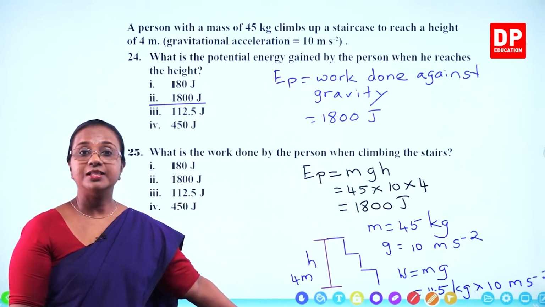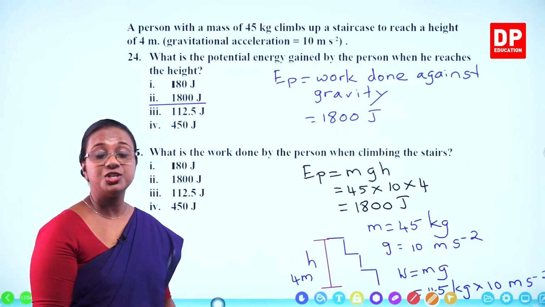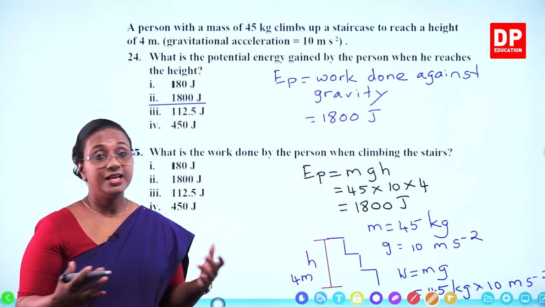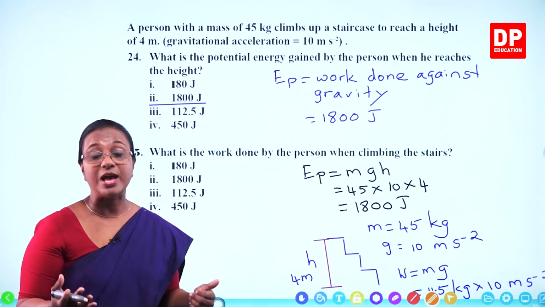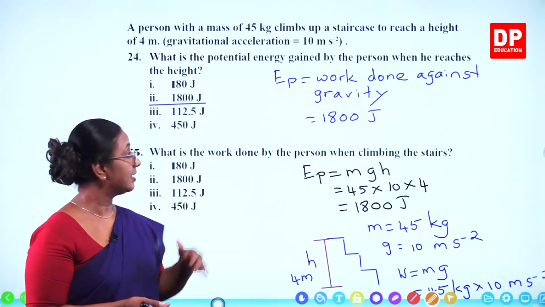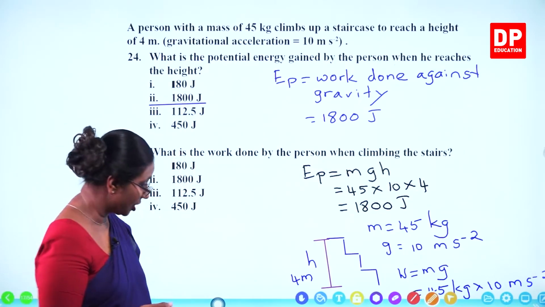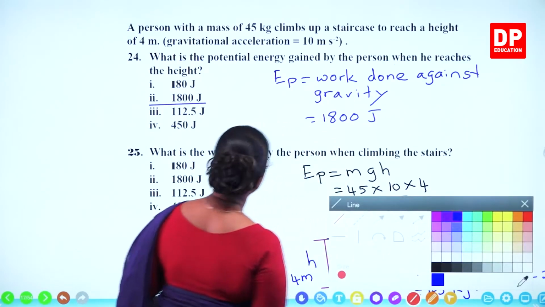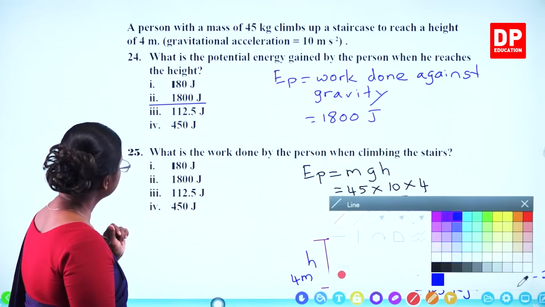Either you calculate the work done and find the potential energy, or you find the potential energy and calculate the work done. It's the same thing, the same value, because what you do as work against the gravitational acceleration becomes the potential energy. So the answer should be 1800 joules.